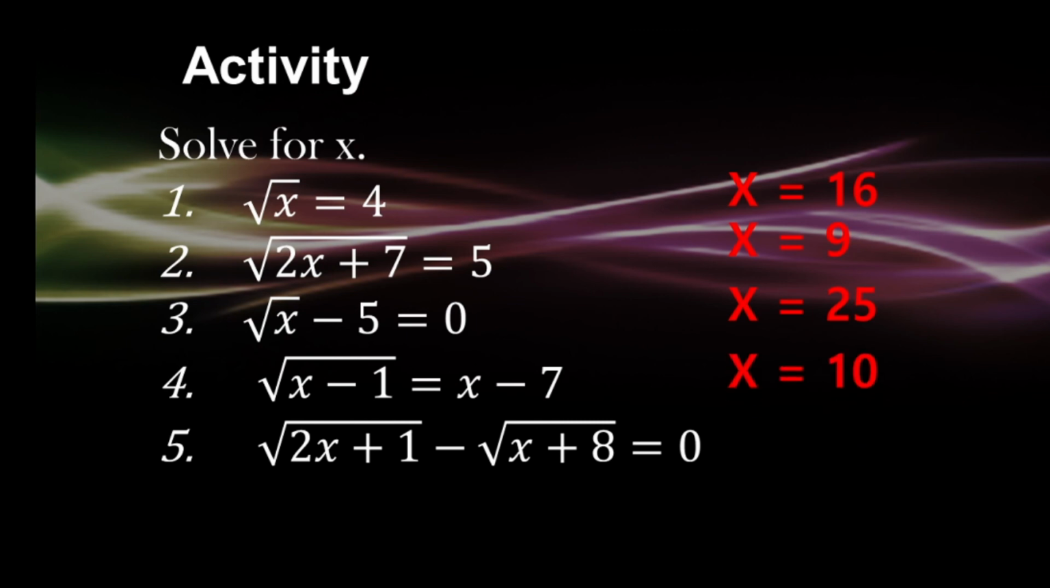And lastly, number 5, the square root of 2x plus 1 minus the square root of x plus 8 is equal to 0. The value of x is 7. It is the only solution for the given radical equation. Did you get the answers correctly? If yes, very good. But if not, do not worry, because you can play this video until such time that you can get all the correct answers.